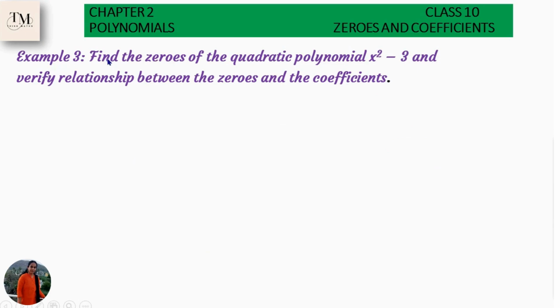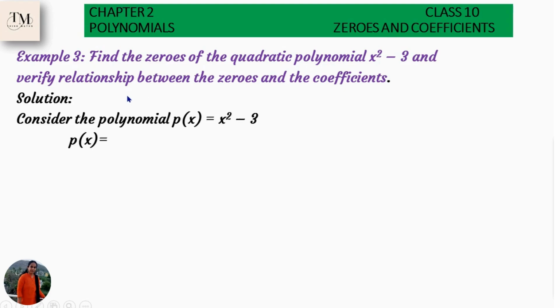Example 3. Find the zeros of the quadratic polynomial x square minus 3 and verify the relationship between the zeros and the coefficients. This is the same as example 2. Now let us solve. Let us take p of x equal to x square minus 3. We know that a square minus b square is nothing but a plus b into a minus b. So we have to write this equation in this form.